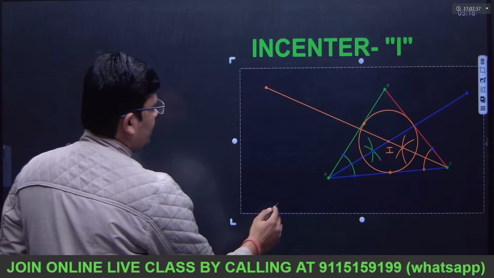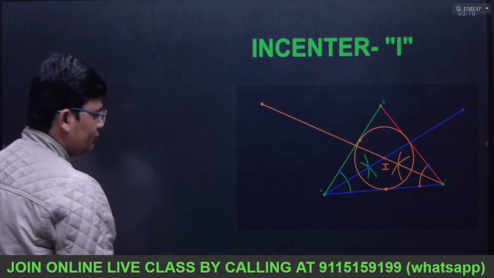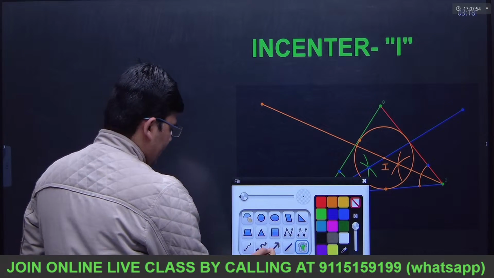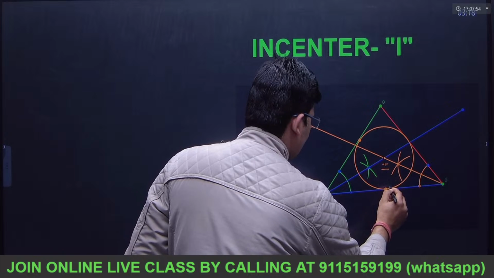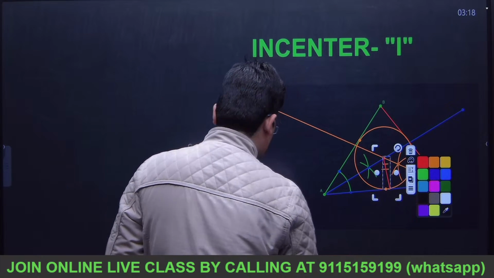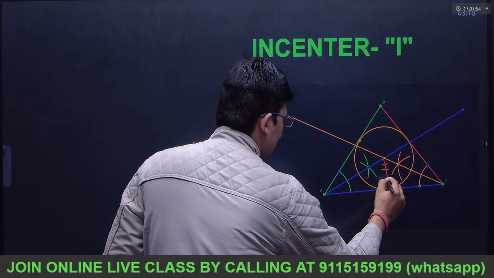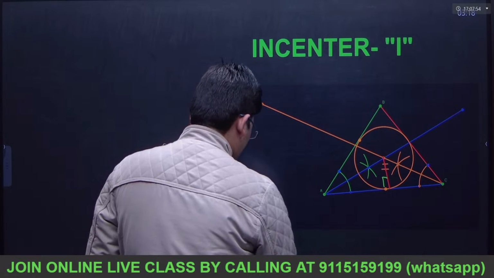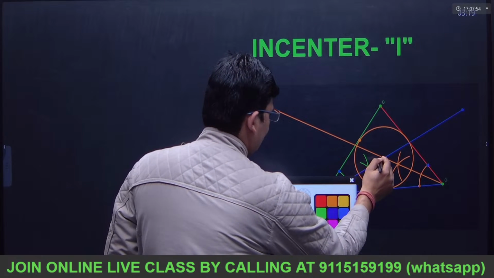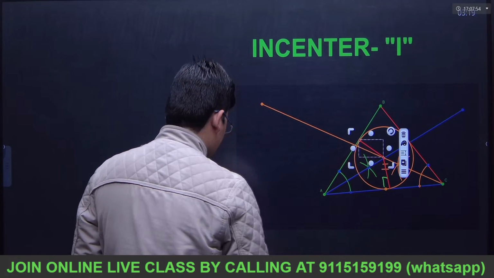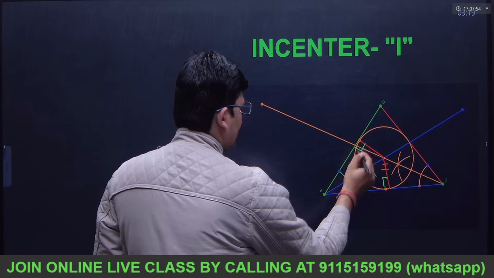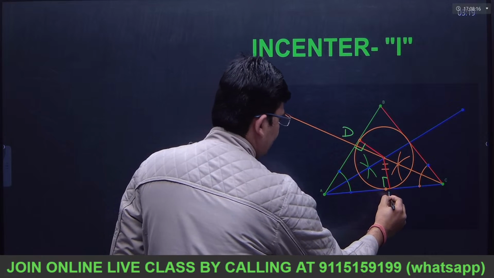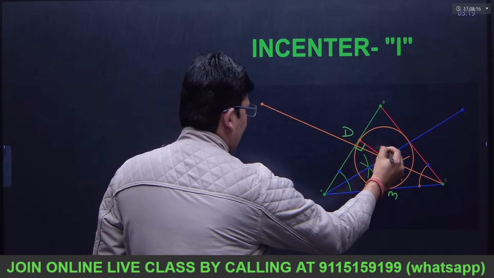So this is an incenter I. And what is the logic behind this? Suppose I draw a perpendicular line on this particular side. Suppose this is a perpendicular line. All right. And I draw one more perpendicular line on this side. I will draw one more perpendicular line on this side. Now let me put this point as D, this point as M, this point as I.